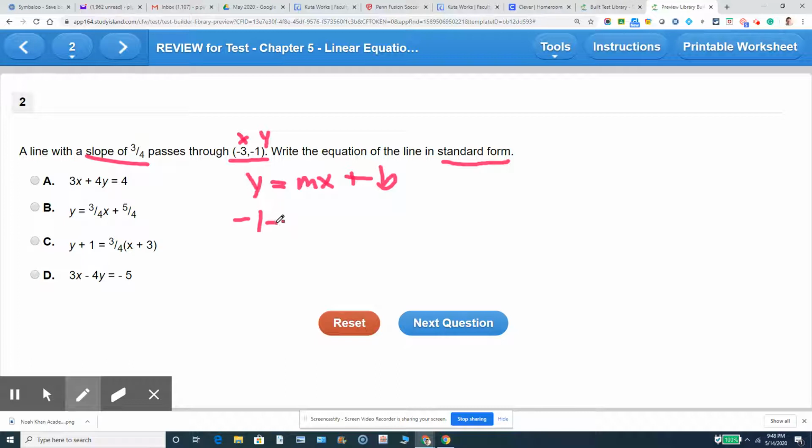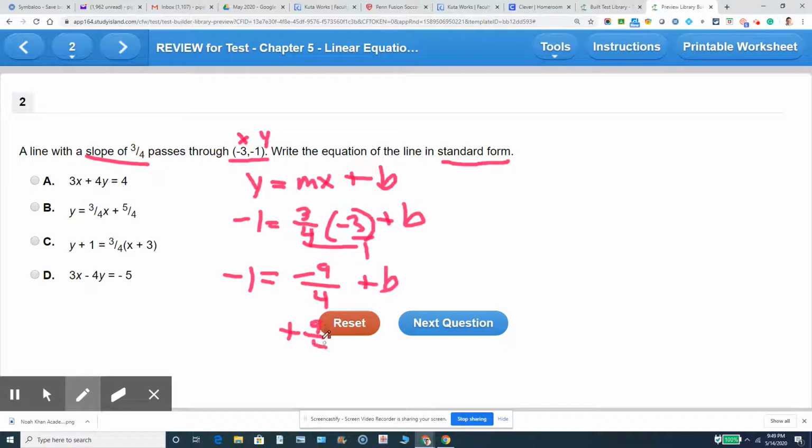So -1 equals 3/4 times -3 plus b. Okay, we multiply these two, and I'm going quick here because of review, but you get -9/4. So to solve for b, we would add 9/4 to both sides. And now what's -1 plus 9/4, I'll do that right here. You have to get common denominators. So again, I'm going quick because it's a review. This would be -4/4 plus 9/4. So the final answer for that would be 5/4.